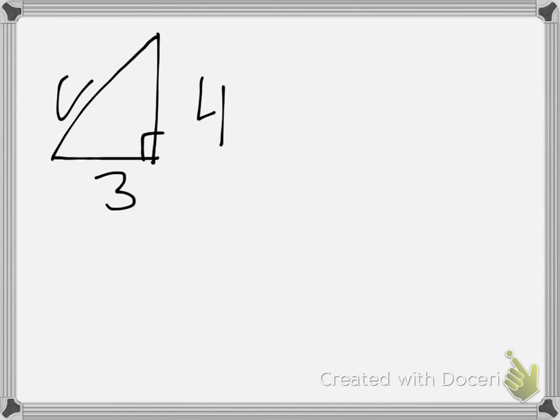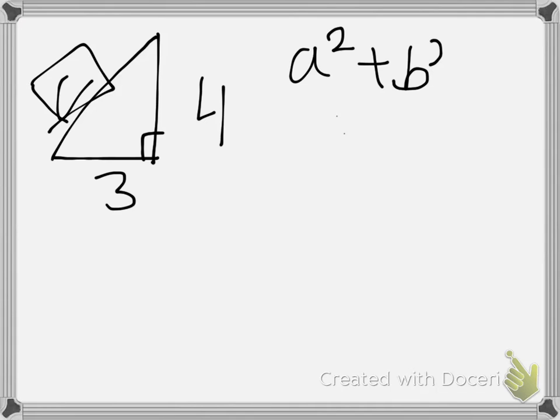Okay, so let's start off with the problem. For example, you have 3, 4, and you have to find out what c is equal to. We can use the Pythagorean Theorem, which is a squared plus b squared equals c squared, to find out what c equals. And note how I said c and not c squared. So we're going to have to do some square rooting at the end, but more on that later.